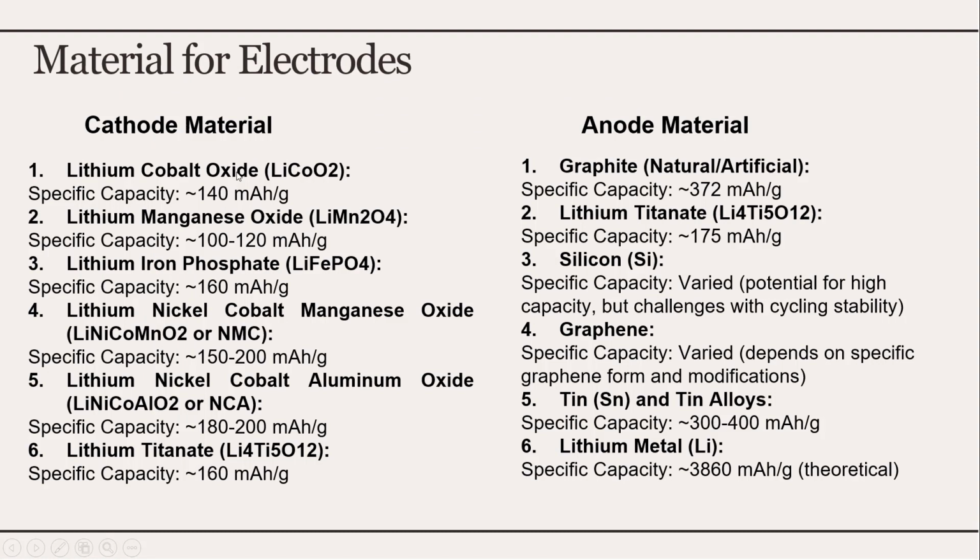Mixing process starts with the materials, the making of slurry. During this, what materials do I want to tell you about here? Materials are the cathode material and anode material. In cathode, we have lithium cobalt oxide. This is generally used in phone batteries, which has a capacity of 140 mAh per gram.